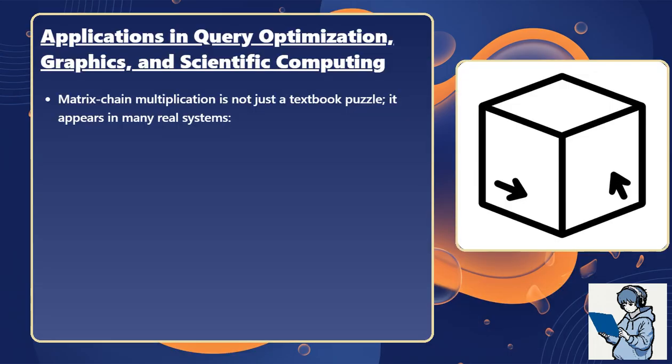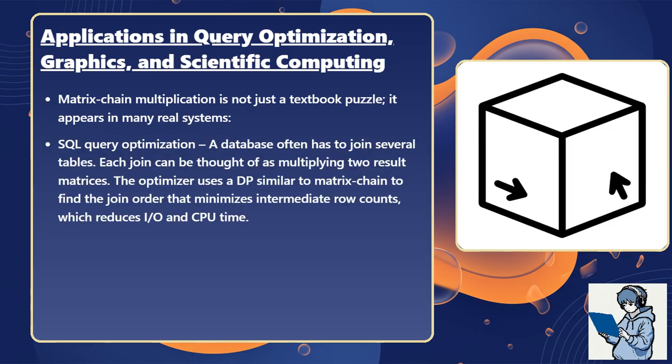Matrix chain multiplication is not just a textbook puzzle. It appears in many real systems. SQL query optimization: a database often has to join several tables. Each join can be thought of as multiplying two result matrices. The optimizer uses a DP similar to matrix chain to find the join order that minimizes intermediate row counts, which reduces I/O and CPU time.